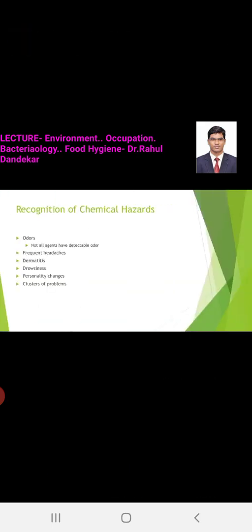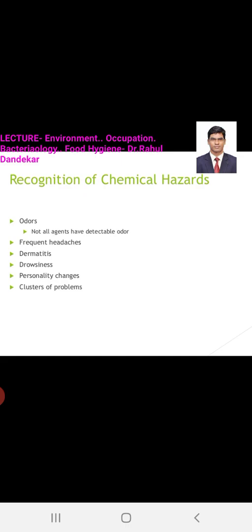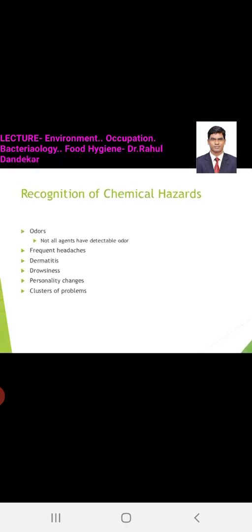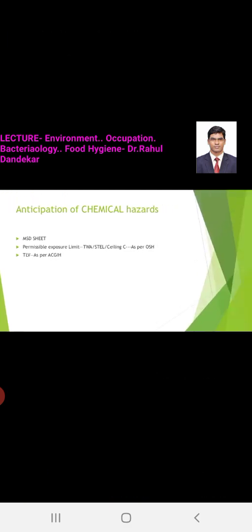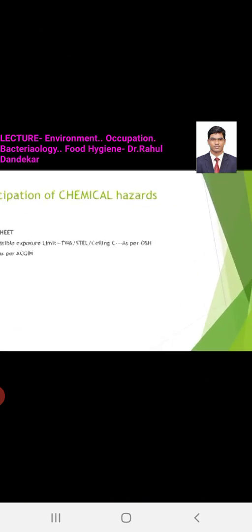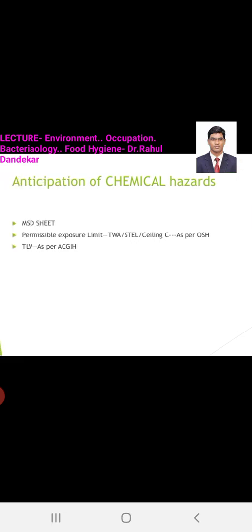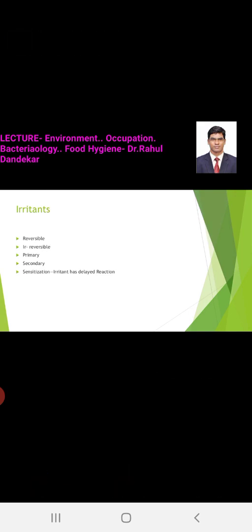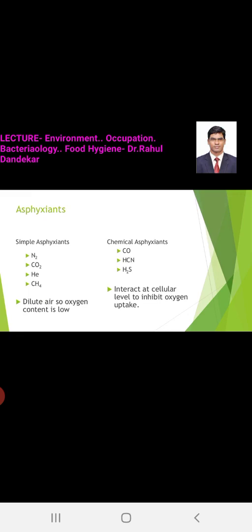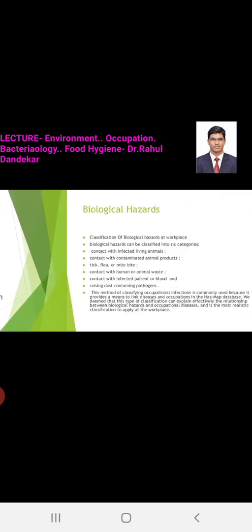Recognition of chemical hazards. So what we have to do: odor. Not all agents have detectable odor. Frequent headaches and dermatitis, drowsiness, personality changes, and clusters of problems. Anticipation of chemical hazards: these are some problems, MS disease and others. Occupational hazards. Irritants are also there. Asphyxiants are some chemicals, such as nitrogen, carbon dioxide, helium. Chemical asphyxiants are carbon monoxide, sulfur dioxide.